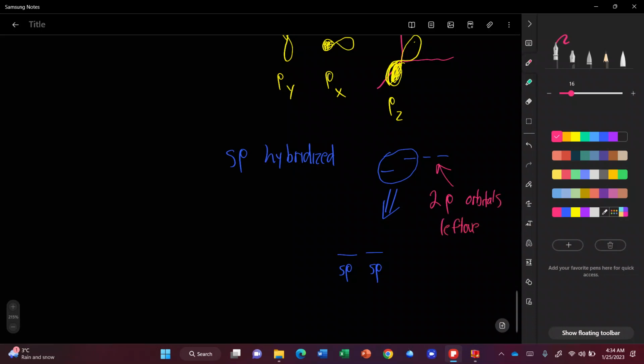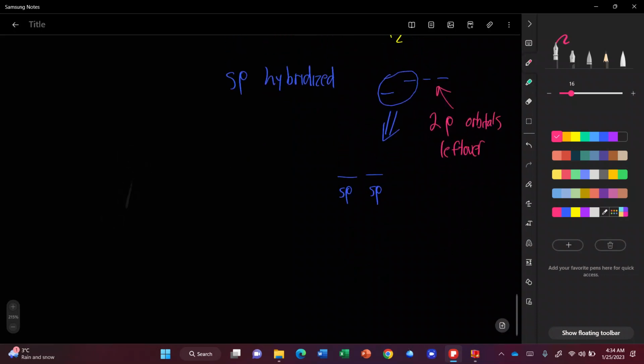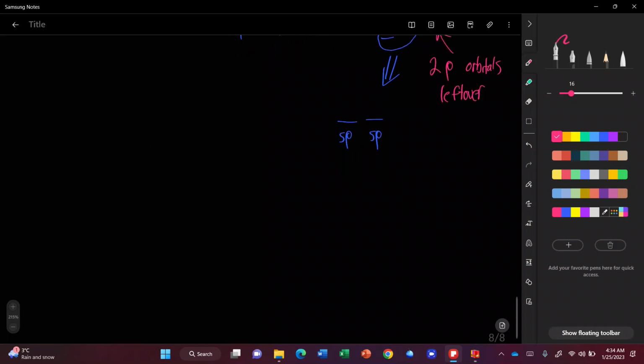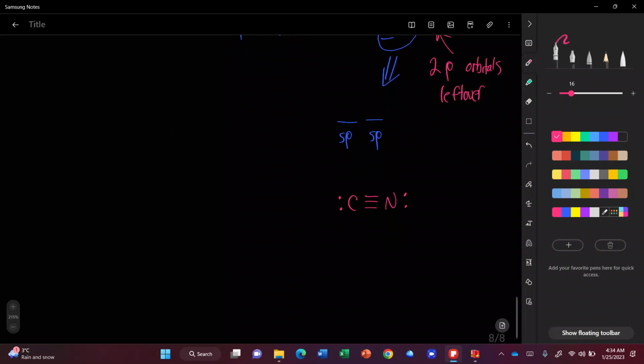And you guys are going to love this. Actually, I don't know that you guys are going to love this. I love this. But by the way, the fact that you have these two p orbitals left over is why when you have sp hybridization, you can typically get triple bonds, right? So again, one of my favorite examples is the cyanide anion. We've already done the hybridization. We know that both the carbon and the nitrogen are sp hybridized. So what that means is that both carbon and nitrogen have these two leftover p orbitals.